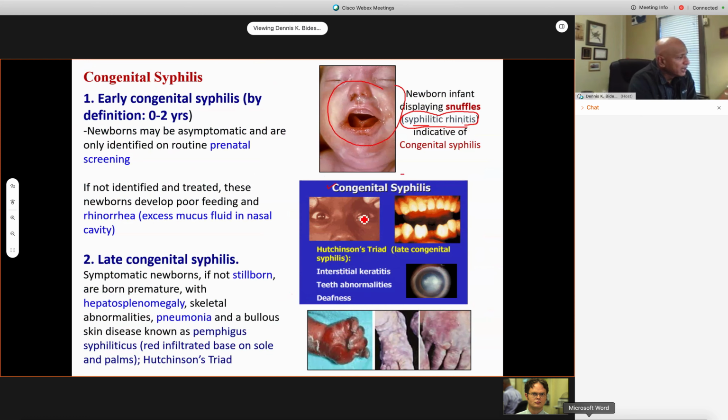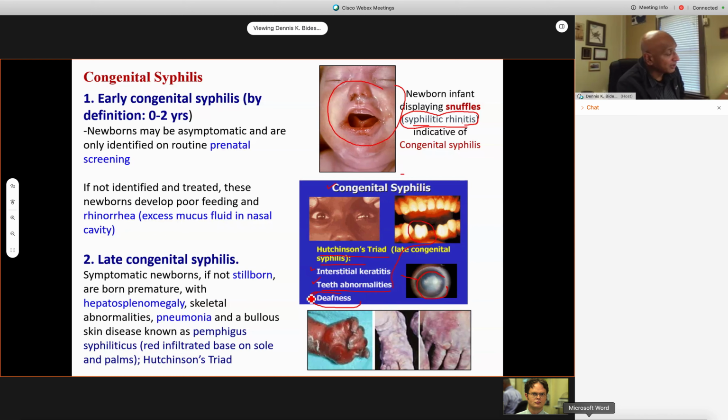There's another condition called Hutchinson's triad. Triad means three different things that we're looking at. These individuals have interstitial keratitis. In this case, you have destruction of the cornea of the eye. So these are babies who are born with destruction of the cornea of the eye. That's called interstitial keratitis. Then there are teeth abnormalities. As they grow and develop, they have abnormal teeth, and if you read old textbooks, it says peg-shaped teeth. This is one of the conditions for Hutchinson's triad. And of course, the central nervous system is affected.